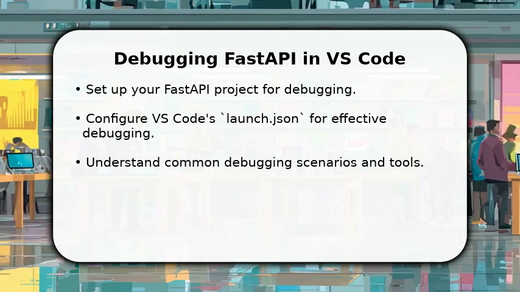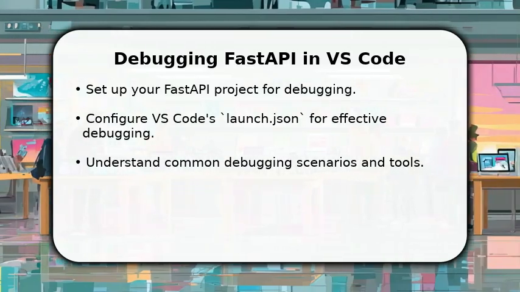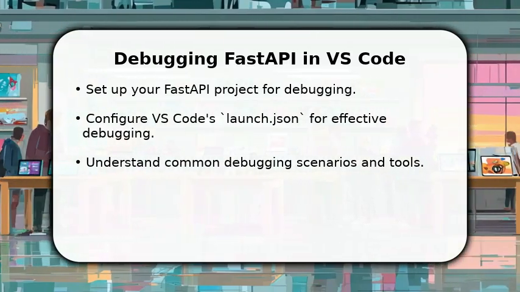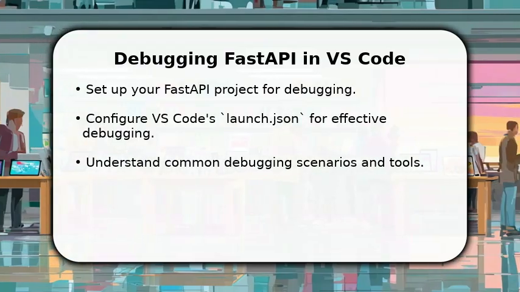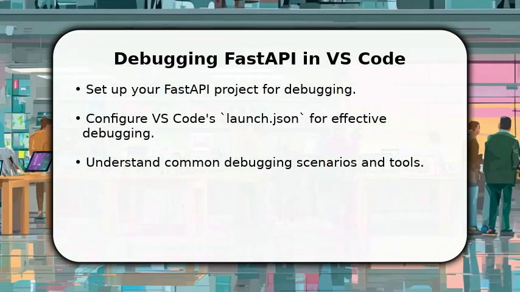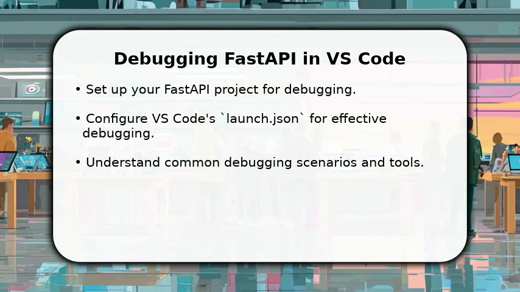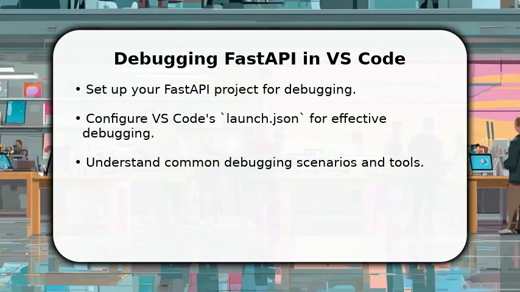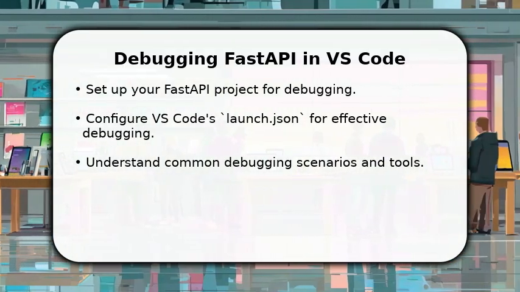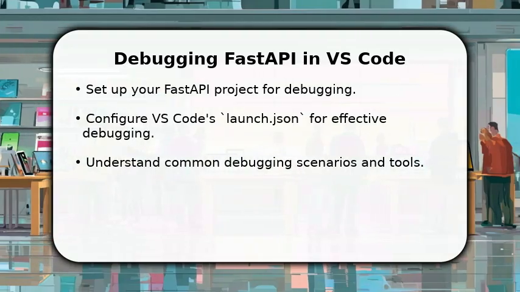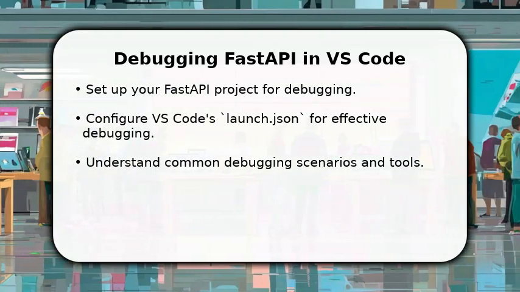In this video, I will explain debugging FastAPI versus VS Code. First, ensure your FastAPI project is correctly set up. Next, we'll configure VS Code's launch.json file, which is crucial for effective debugging. This involves defining specific configurations for your application.